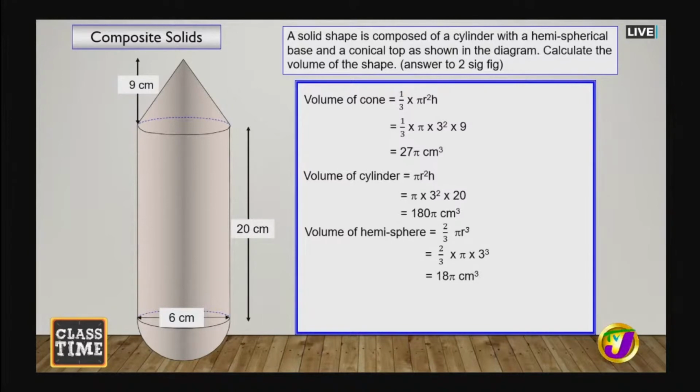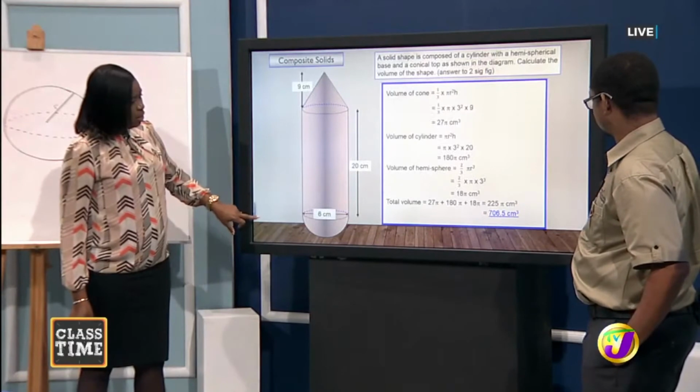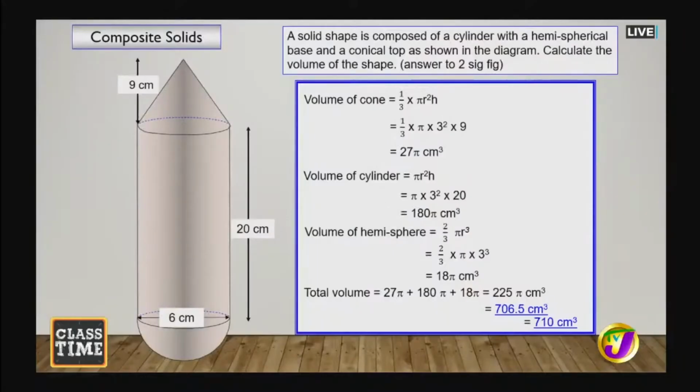So substituting 3 again for our radius, we will get the volume of the hemisphere to be 18 pi cubic centimeters. And we want the total volume, so we would add in this case, because these regions are added together and not being removed from each other, as in the previous case. We need our answer in significant figures, so we multiply that 225 by 3.14, which is pi, and we'll get 706.5 cubic centimeters. So on the board we have 4 significant figures, and we need 2. So when we do our rounding, we would get 710 cubic centimeters.